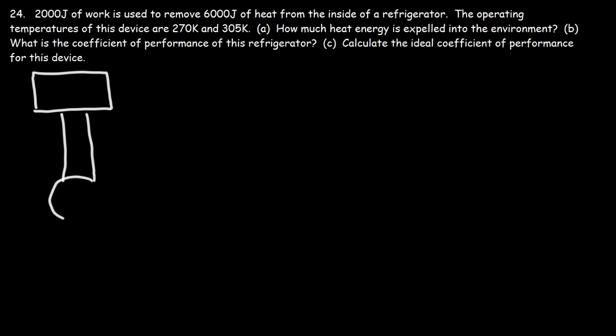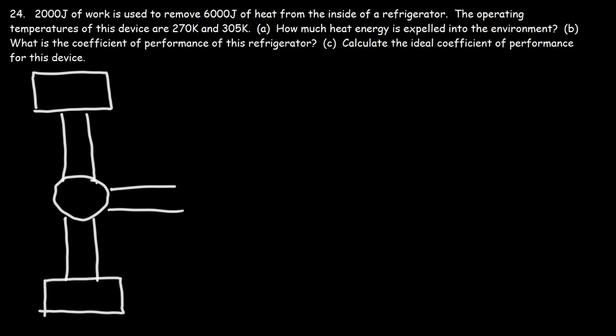Now, in the last example, we drew basically a heat engine that looks like this. We can also draw the refrigerator like this as well. So TH is 305 Kelvin, and TC, that's the low temperature, that's 270 Kelvin.